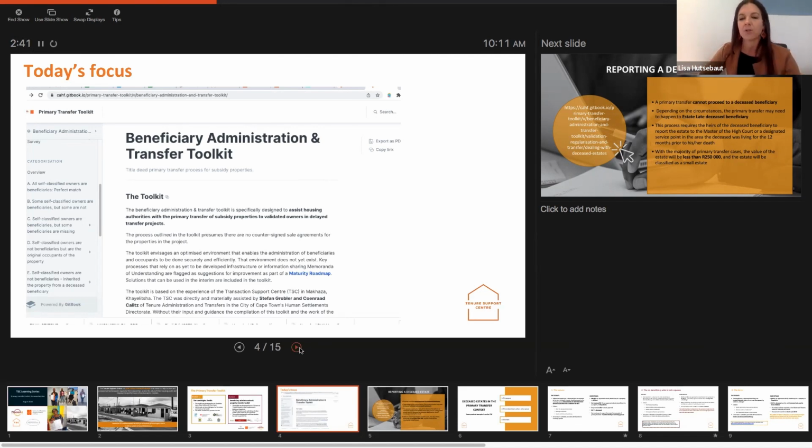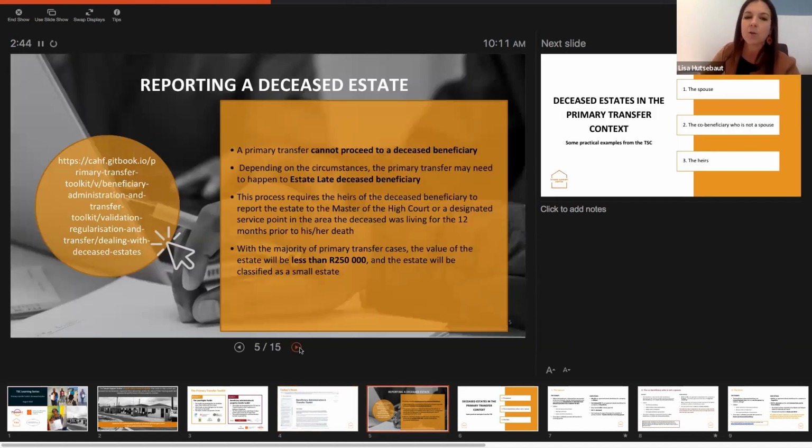And what we're going to focus on today, we're going to dive straight into one particular area of blockages with primary transfers, which is deceased estates. So we all know it's inevitable that people will eventually pass away. And of course, with the primary transfer backlog, there is often a significant time lag between a beneficiary being approved and the state being able to pass transfer. So people pass away, that is the reality.